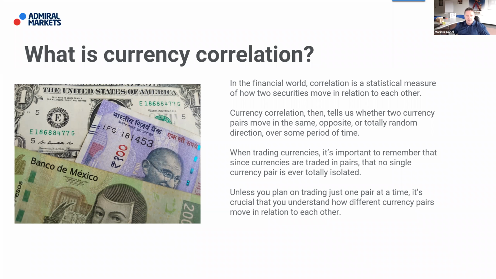So unless you plan on trading just one pair at a time, it's crucial that you understand how different currency pairs move in relation to each other. Because if you trade Aussie, British pound, euro against USD, on one side you have different currencies, on the other side just USD. You have to understand how they work and how they move in relation to each other.